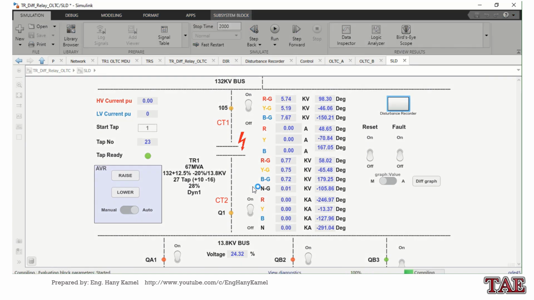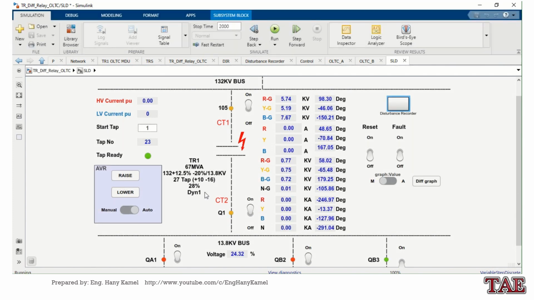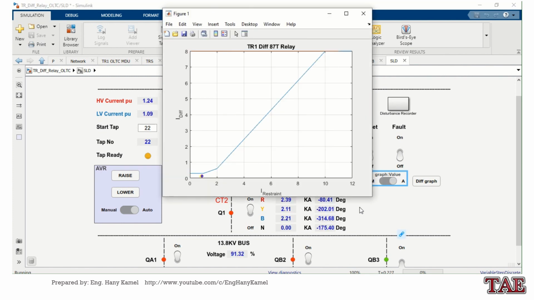One more time we will check the graph, and I'll turn the graph on. Now tap changing. You can see it is near the limit, and the blue phase already crossed the minimum differential current. That's why the transformer gives trip.